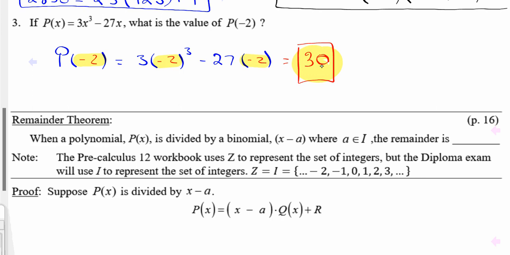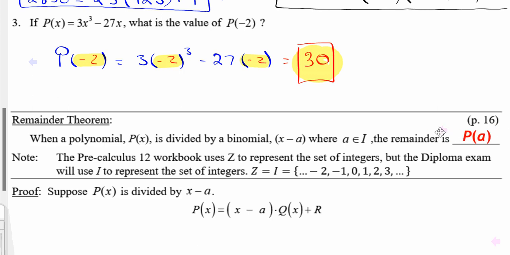Here's what the remainder theorem says. When some polynomial p of x is divided by a binomial x minus a, where a is an integer. So we're just going to stick with integers. This would also be true if a was a rational number. Does it work with irrational? I think it works with irrational as well. For any real number, it would work. For our purposes, we're going to stick with integers. Integers, whole numbers like 0, 1, 2, 3, 4, 5, and their negatives. So the remainder will always be the value of p of a.